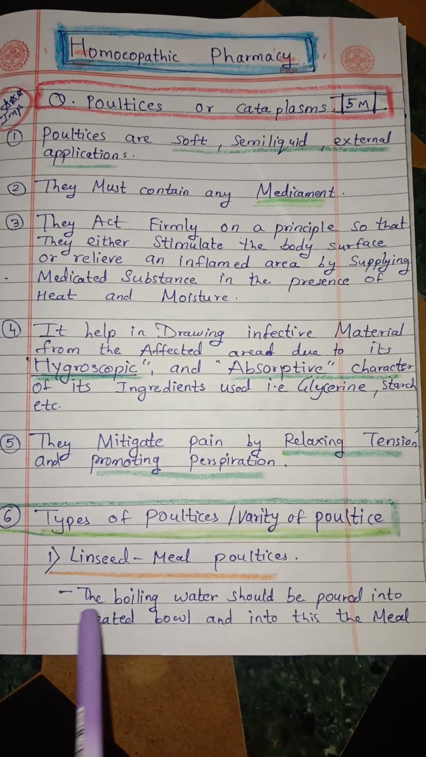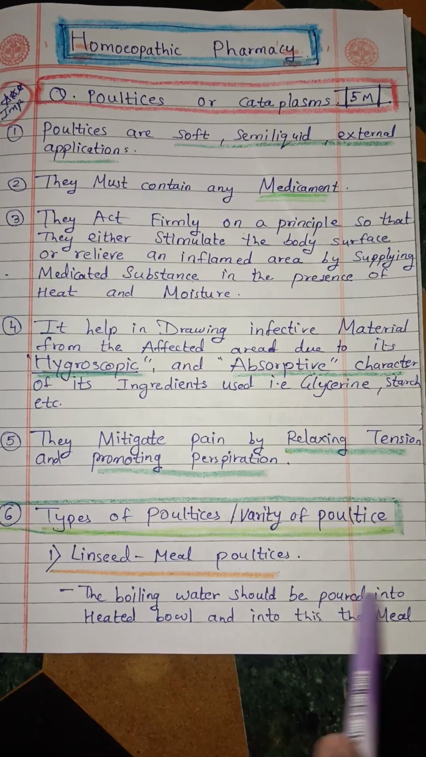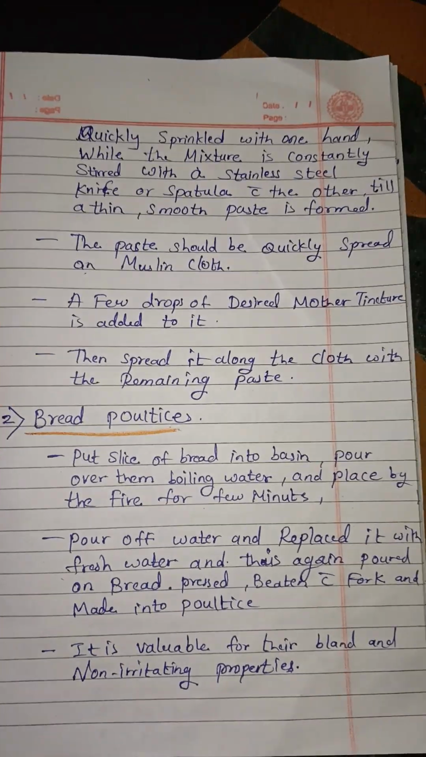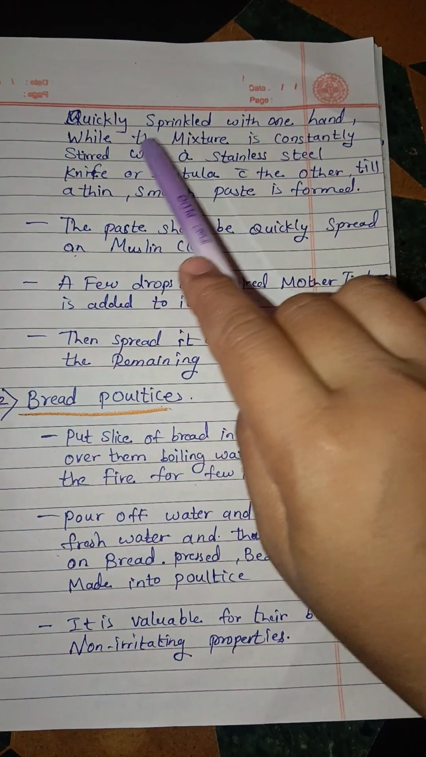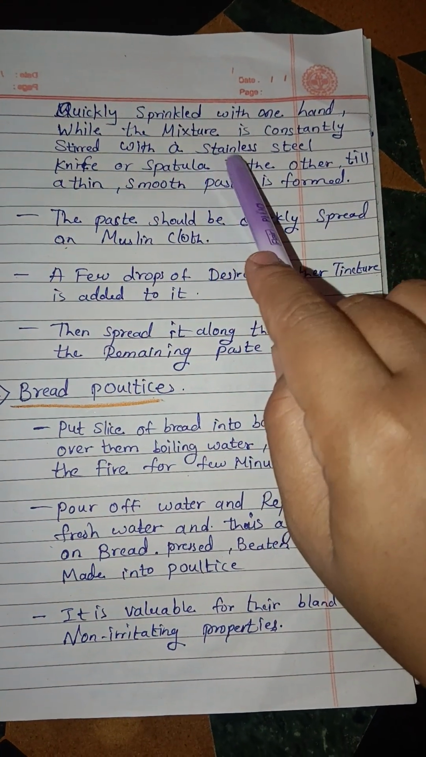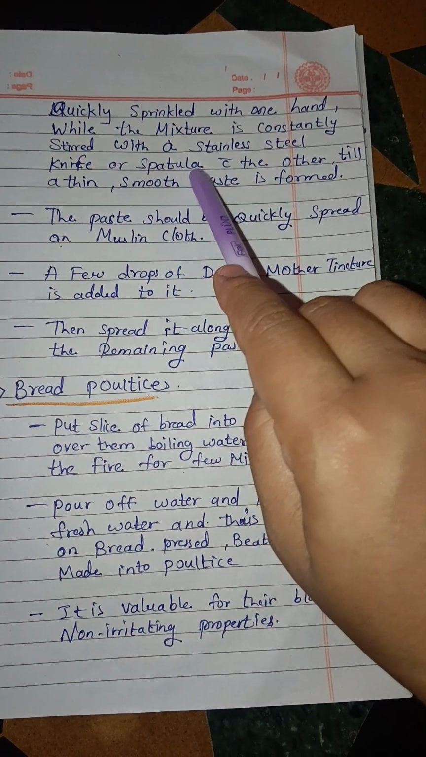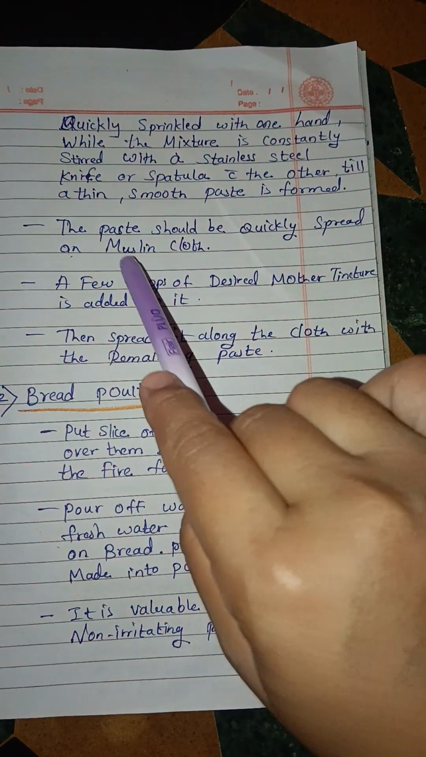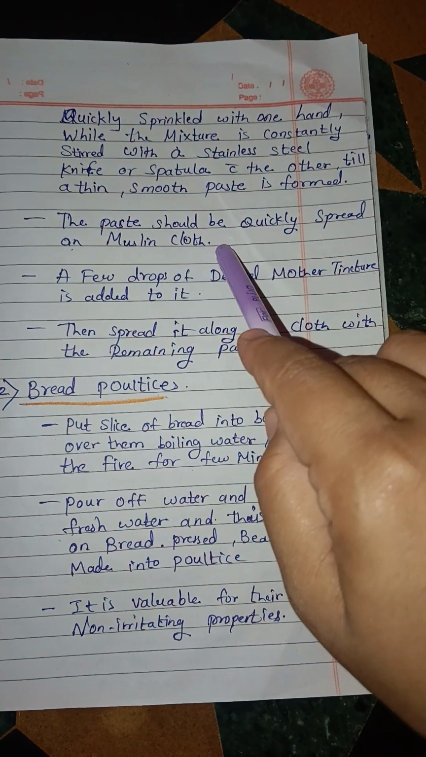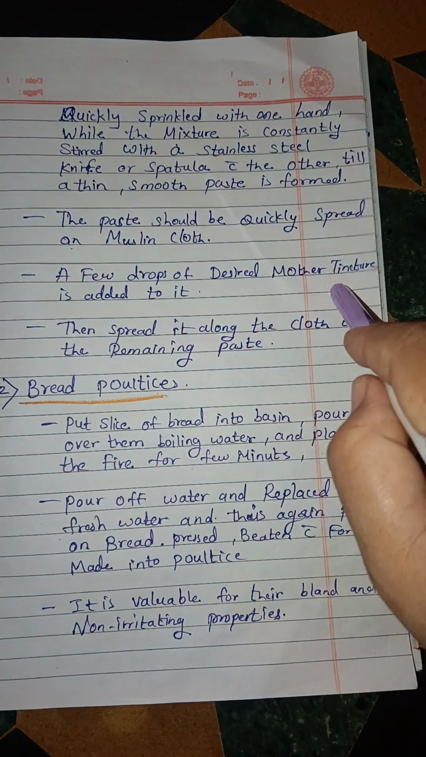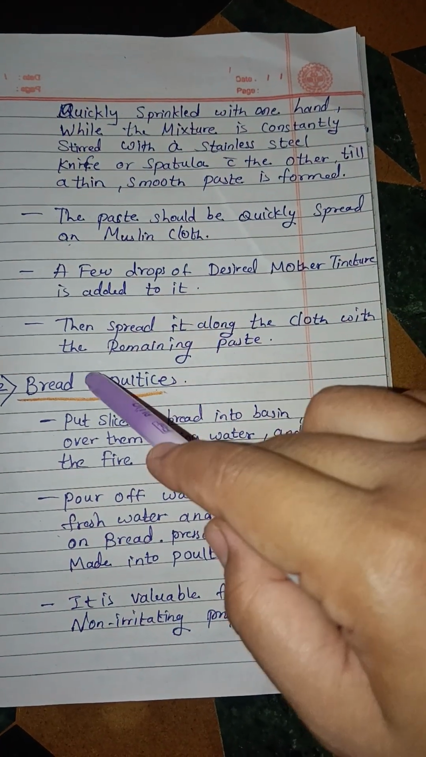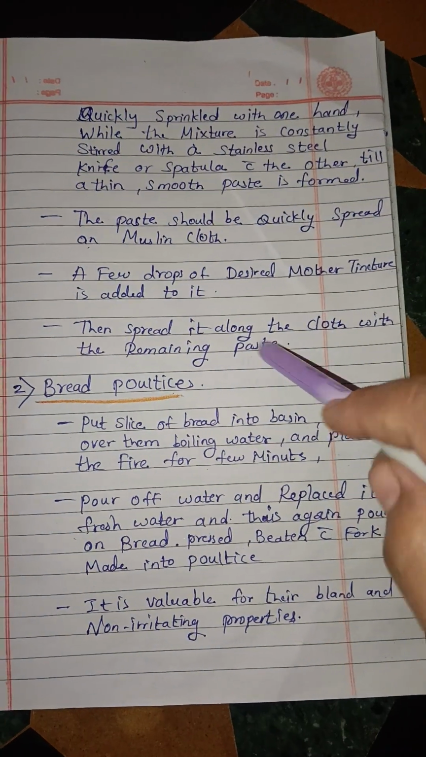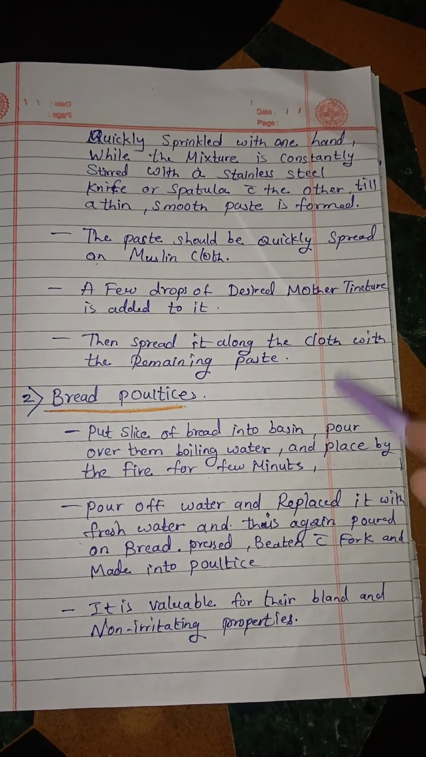Now how is it made? The boiling water should be poured into a heated bowl, and into this the meal is quickly sprinkled with one hand while the mixture is constantly stirred with a stainless steel knife or spatula with the other hand till a thin smooth paste is formed. This paste should be quickly spread on muslin cloth. A few drops of the desired mother tincture are added to it. Then spread it along the cloth with the remaining paste.